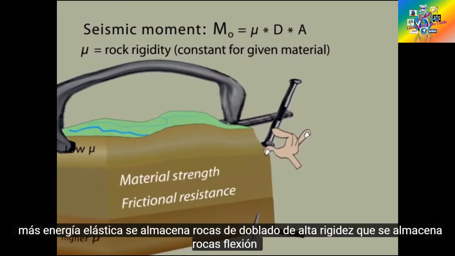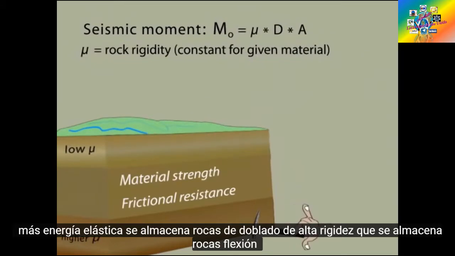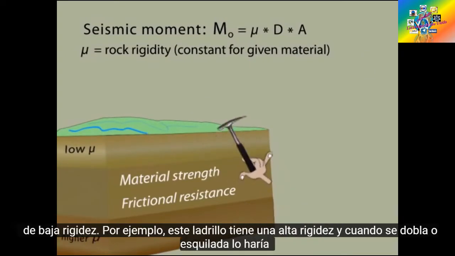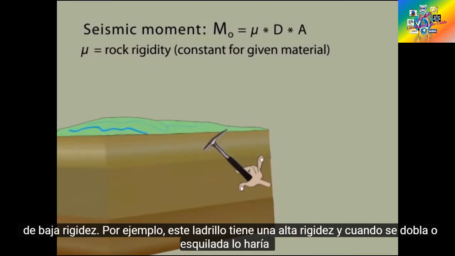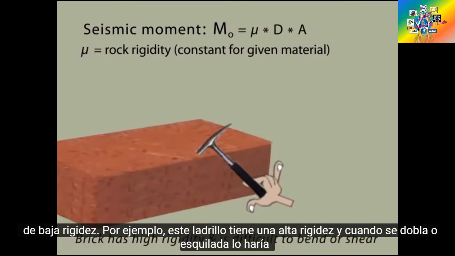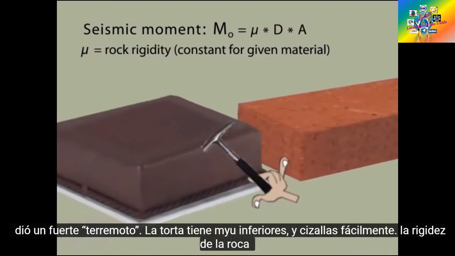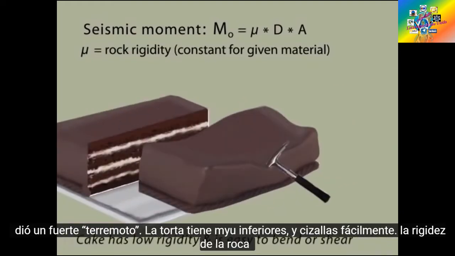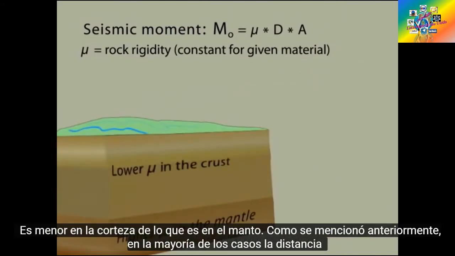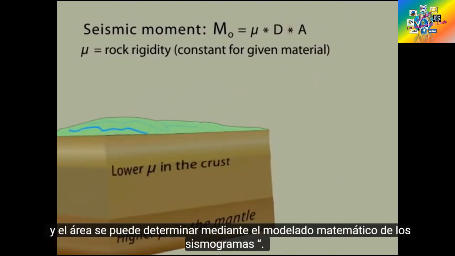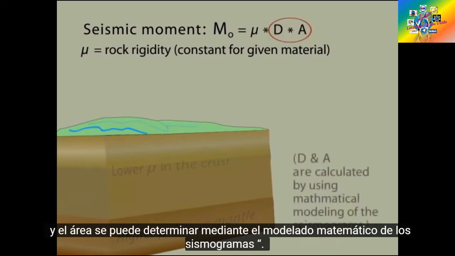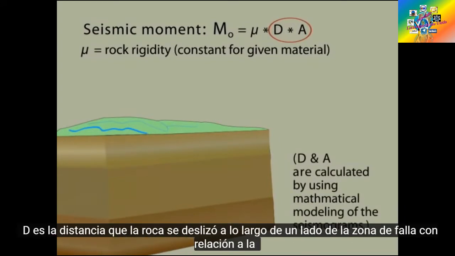More elastic energy is stored bending rocks of high rigidity than is stored bending rocks of low rigidity. For example, this brick has high rigidity and when bent or sheared would yield a strong earthquake. The cake has lower mu and shears easily. Rock rigidity is lower in the crust than it is in the mantle. As mentioned earlier, in most cases, distance and area can be determined by mathematical modeling of seismograms.